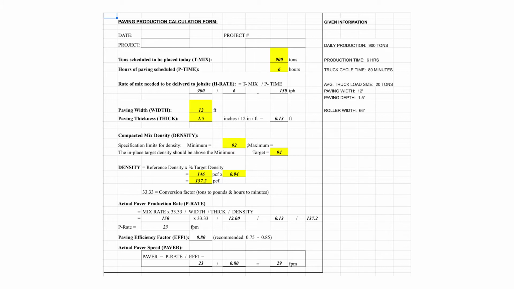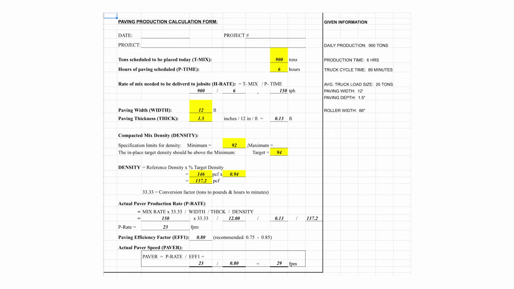So actual paver, well, first off, let me back up. The conversion factor from tons to pounds and hours to minutes is 33.33. So we've got 150 tons per hour as your mix rate, times 33.33, divided by your width of 12 feet, divided by your depth of 0.13 feet, and divided by your density of 137.2.